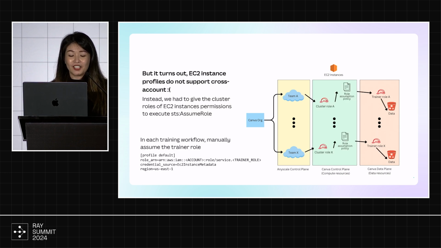We quickly found out that the instance profiles themselves do not support cross-account, so some additional massaging was needed. We had to create role assumption policies to allow the EC2 IAM roles to assume the corresponding model trainer role. Then at the start of each training workflow, we had to write an AWS config file to a storage location that all worker nodes have access to. This allowed the application to assume the model trainer role at runtime. So that solved our data accessing issues.